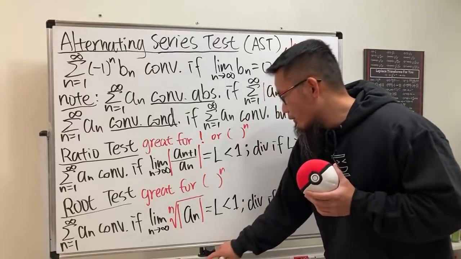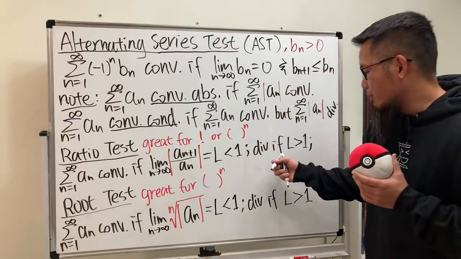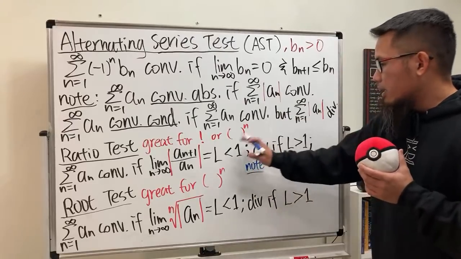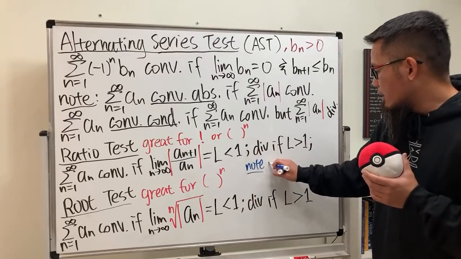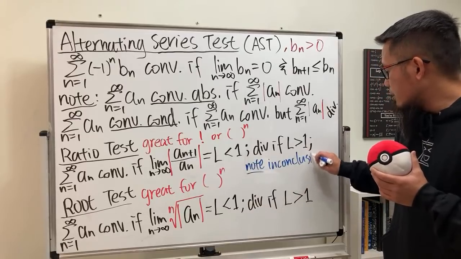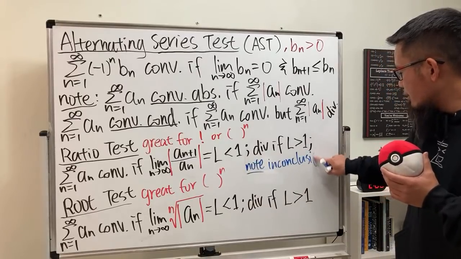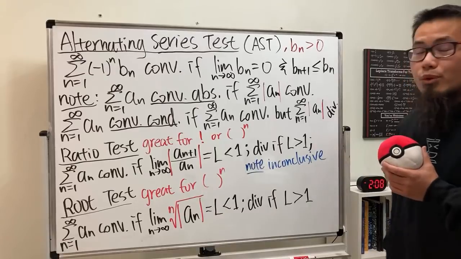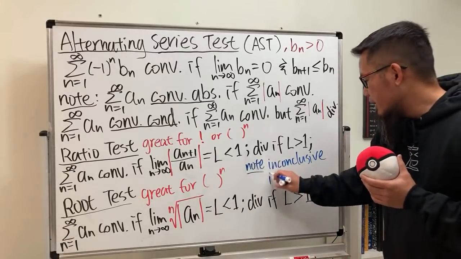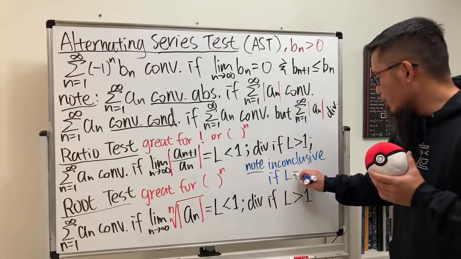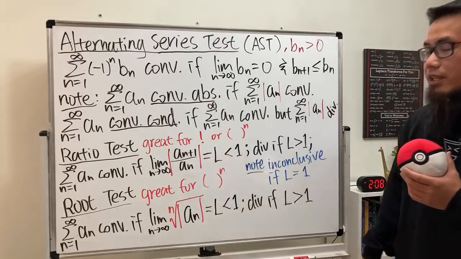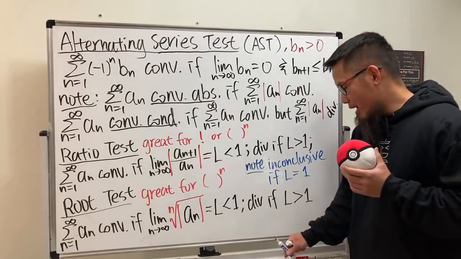But for both of these, I'll put down a note in blue. These two are inconclusive, meaning that we have to do more work, meaning that they don't work. Inconclusive if L is equal to 1 for both the ratio test and the root test. So just keep that in mind.